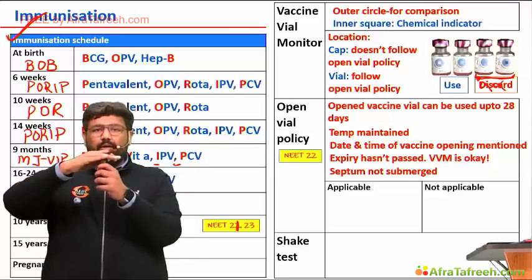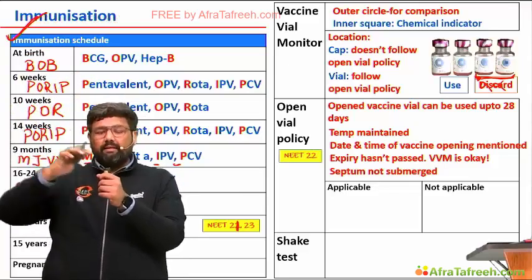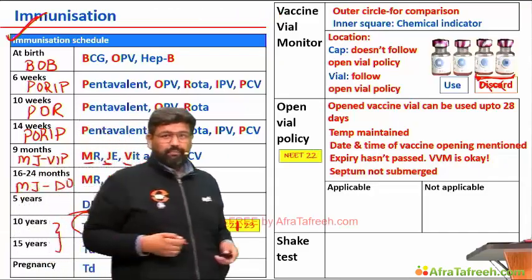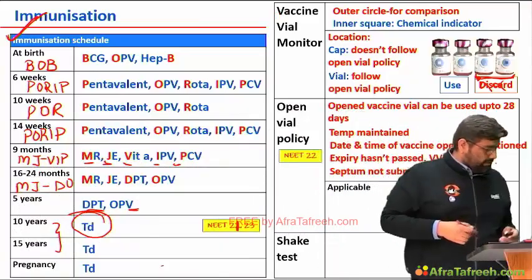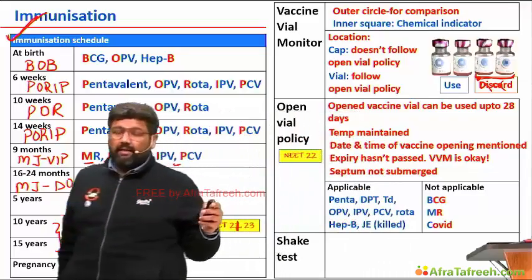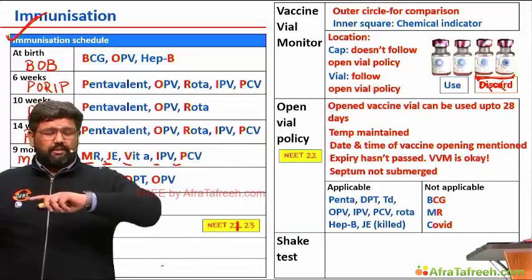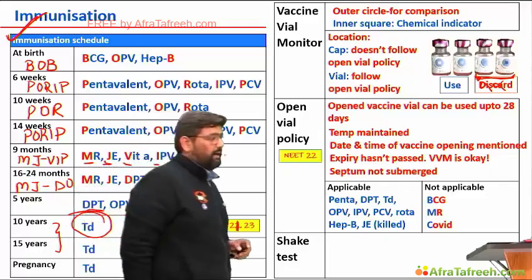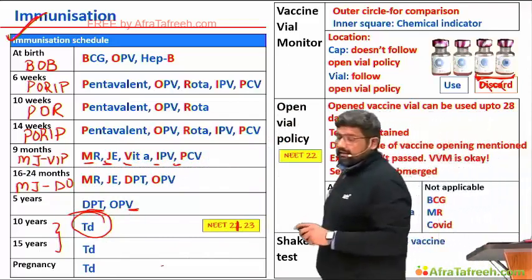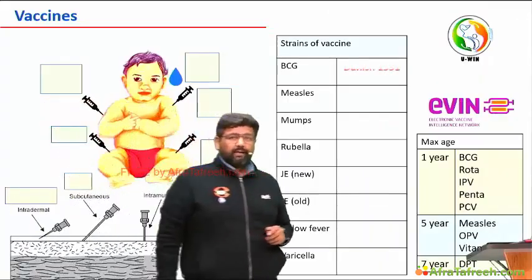So this is the vaccine vial. This is the top. So what you did? You put the syringe and took some vaccine. This is the septum. If it is submerged in water, it can be infected. So this is open vial policy. This is applicable for all of the vaccines except 3: BCG, MR under the National Immunization Schedule, and COVID. Shake test is for freeze damaged vaccine.